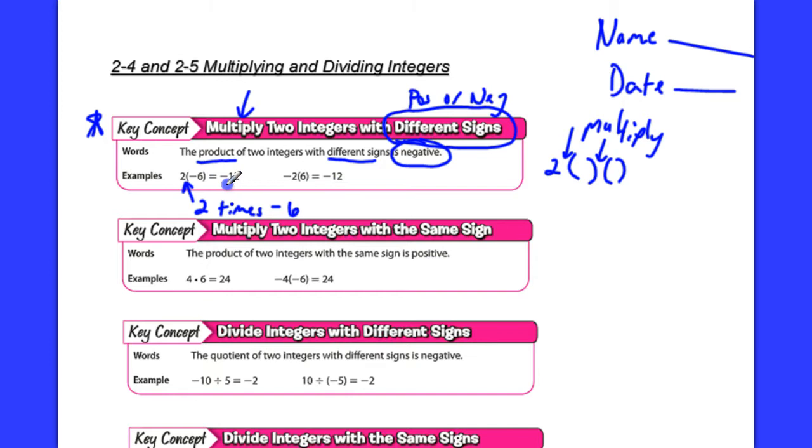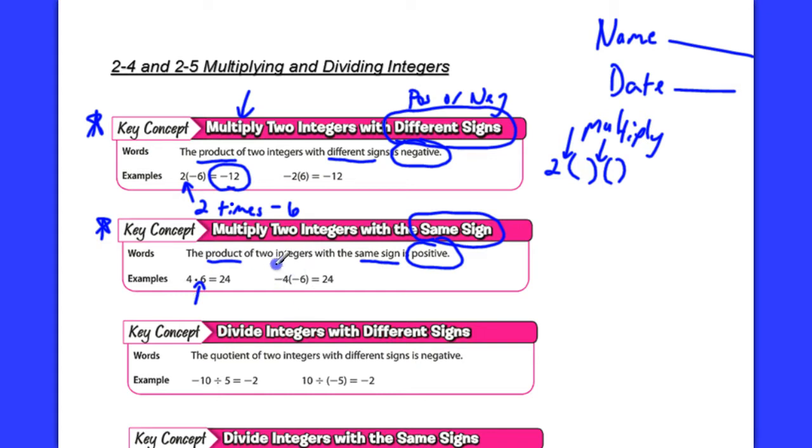So 2 times negative 6, see what happened right here? That answer, it's the same thing as 2 times 6, but since one's positive and one's negative, the signs are different, the answer is a negative 12. Let's look at what happens when the signs are the same. If you multiply with the same signs, the product, the answer of multiplication of two integers, with the same sign is positive. Now this one you're used to. That's just 4 times 6. 4 times 6 is positive 24.